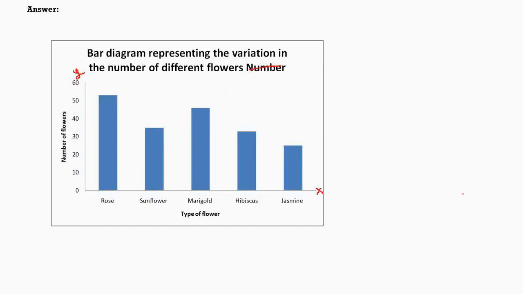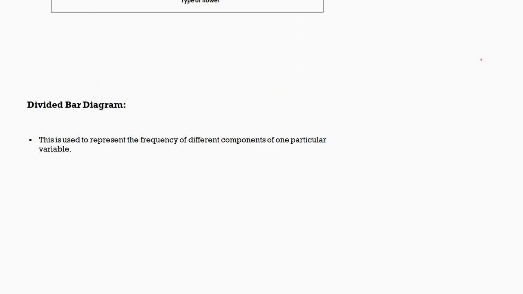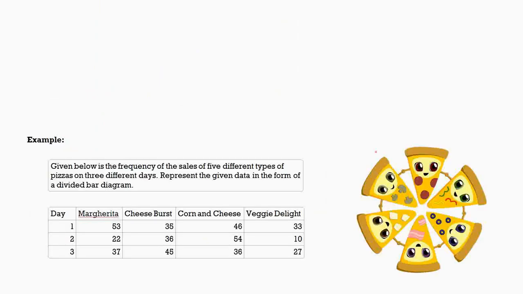So next let's move ahead with the divided bar diagram. A divided bar diagram is used when we have frequency of different components of one single variable. So here the question says, given below is the frequency of sales of 5 different types of pizzas on 3 different days. So here we have 2 different variables and we need to represent the given data in the form of a divided bar diagram. So over here we have 3 days rather than 1, and also we have 4 types.